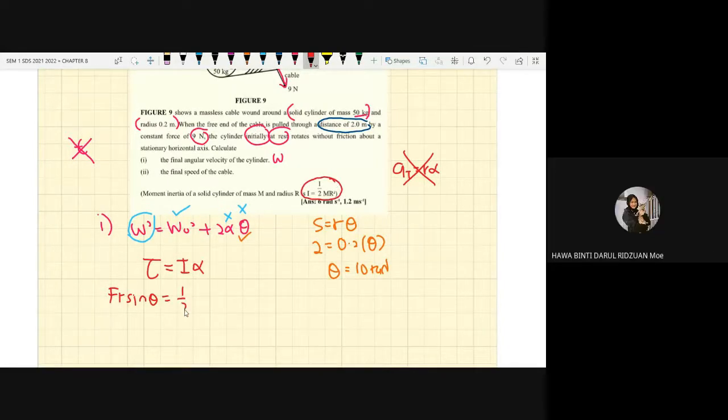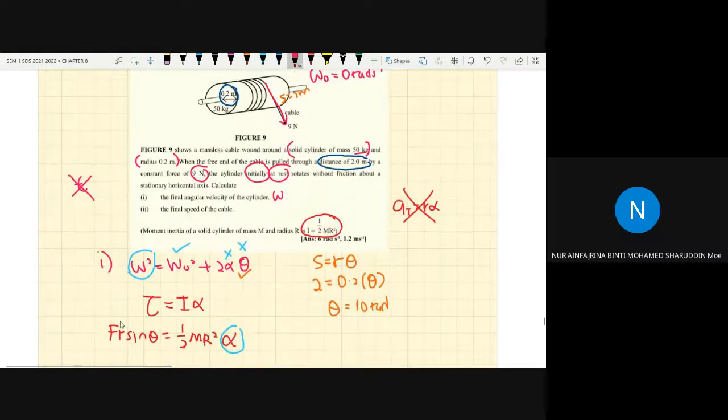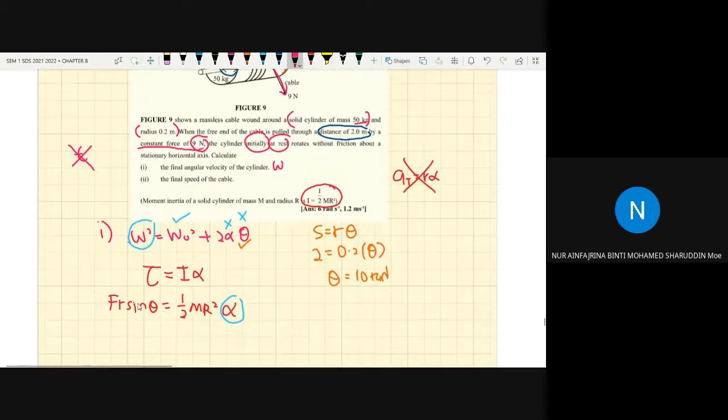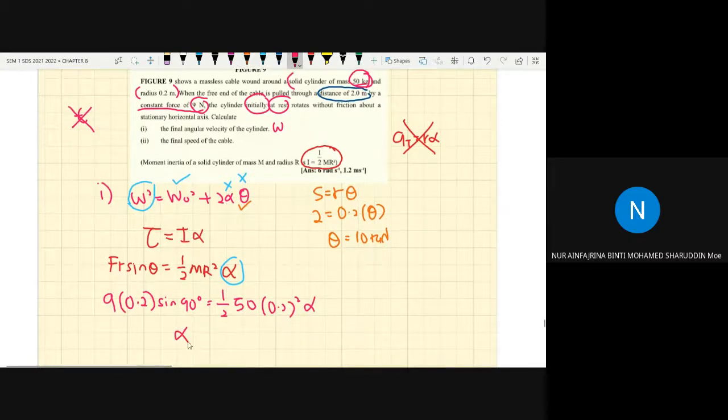1/2 mr squared times the angular acceleration. So this is what we want to find. Now we know our force. What is our force? It was already given as a constant force of 9 Newton. Just substitute. Our radius is 0.2, and of course sin 90 degrees equals 1. The mass of the solid cylinder is 50 kg, 50, radius 0.2 squared, times alpha. So you will get your angular acceleration as 1.8 radian per second squared.